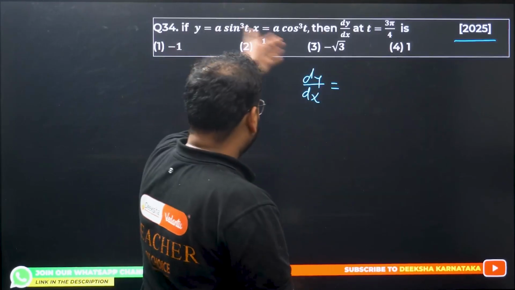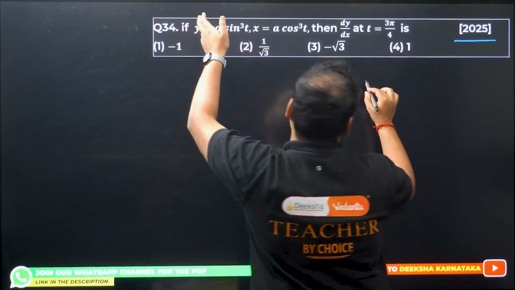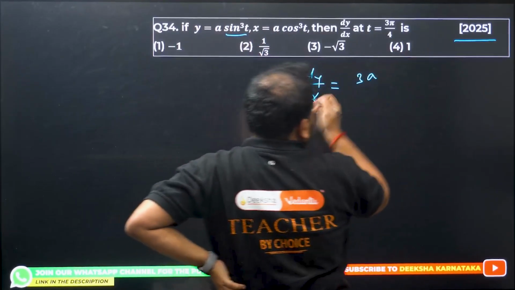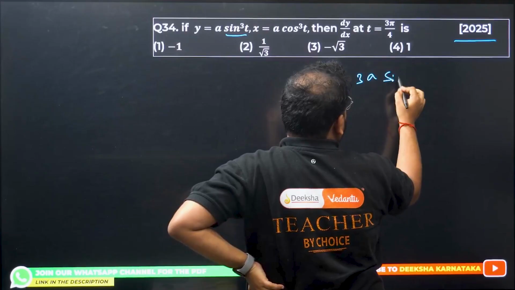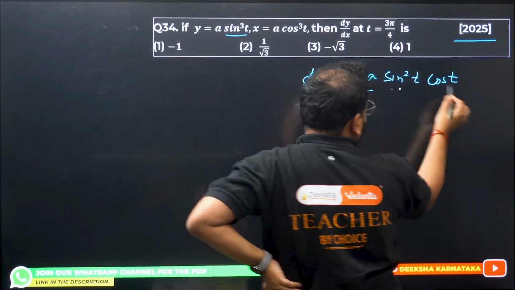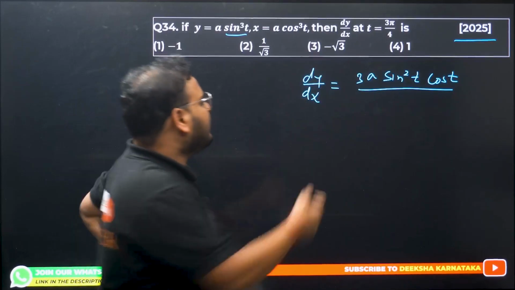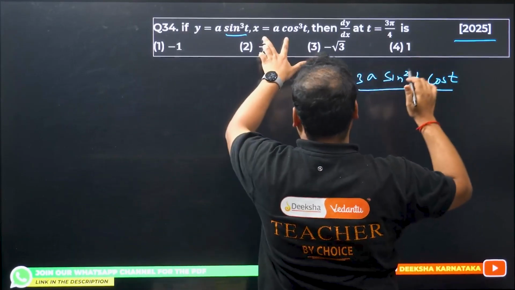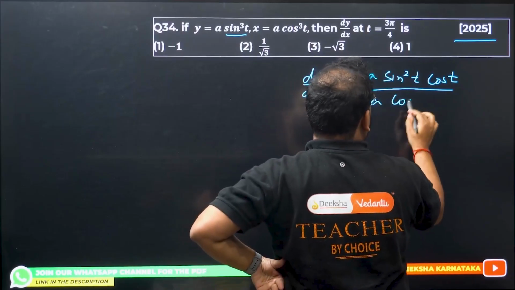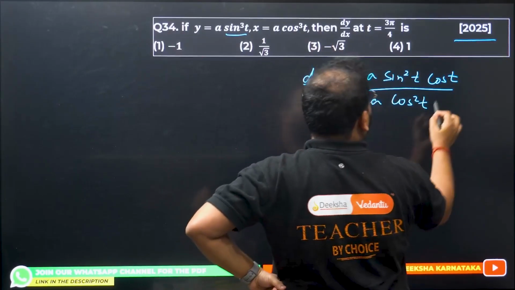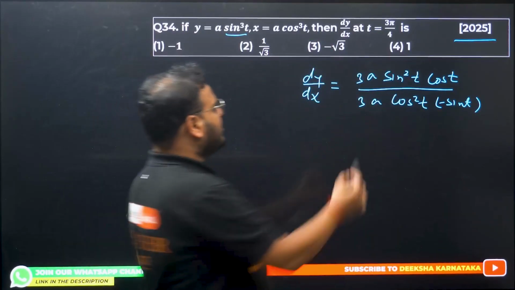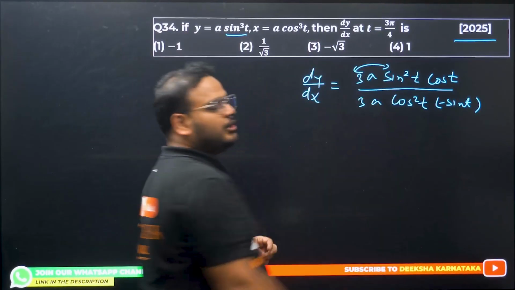Okay. Derivative of y here. Sir, a is constant, so 3a. Derivative of sine cube will become 3 into sine square t, and sine derivative will be cos t. So this much you taught us so far. We can do this, right? 3a sine square t cos t. Derivative of x, we're going to do this. Again 3a and it will become cos square t, and for cos we'll have minus sine t. Correct now? How am I getting this 3? 3 into sine square is the derivative of sine cube.